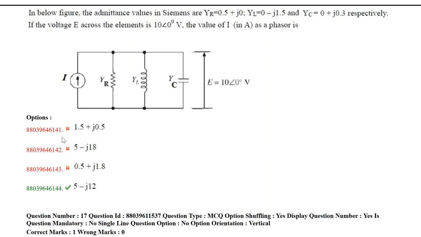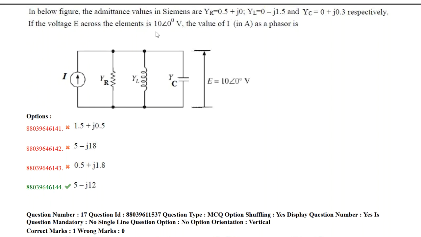And the next one, in the below figure, the admittance values in Siemens are YR equal to 0.5 plus j0, YL equal to 0 minus j1.5, and YC equal to 0 plus j0.3 respectively. Observe the notations here, they are important. So in admittance form, minus sign means inductance, plus sign means capacitance. So important point. If the voltage across the element is 10 at angle 0 degrees, the value of current in amperes as a phasor.